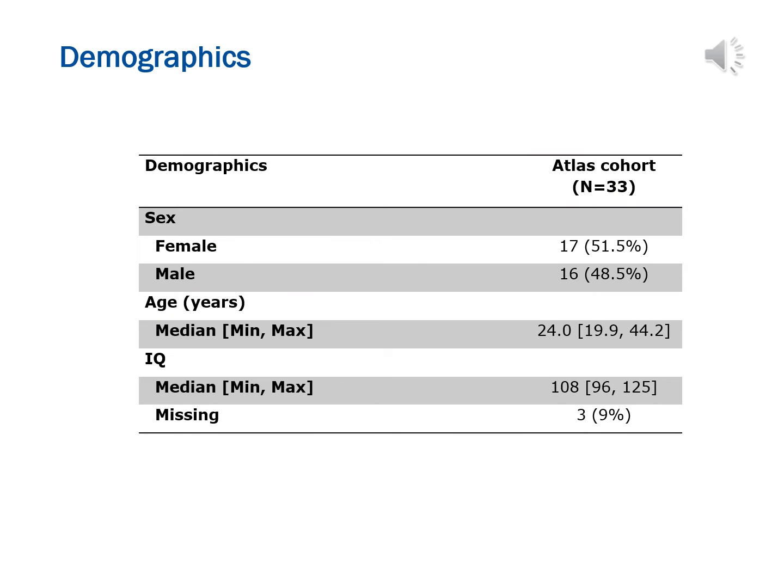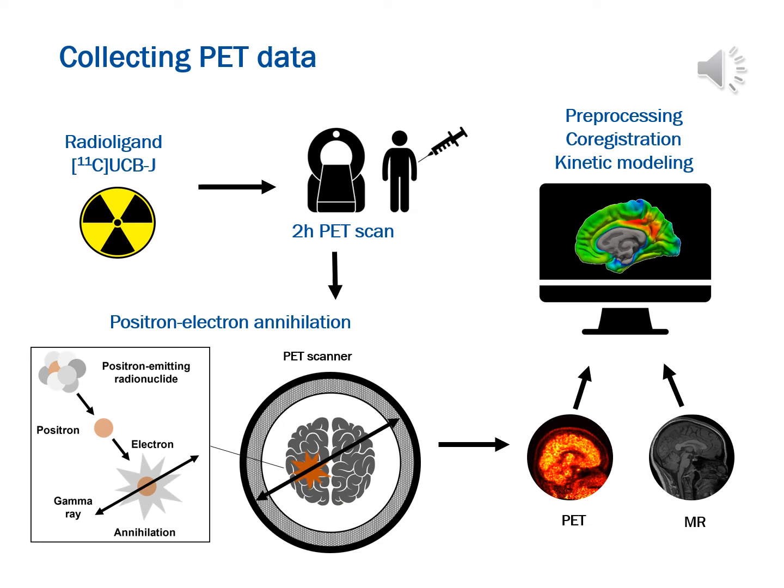Our cohort is composed of 33 healthy volunteers, 17 females, 16 males, with a median age of 24 years old. So this represents a relatively young population. Each participant underwent PET scanning where they got an intravenous bolus of the radioligand UCB-J. The radioligand will then bind to SV2A, and when it decays, gamma rays are emitted and picked up by the PET camera.